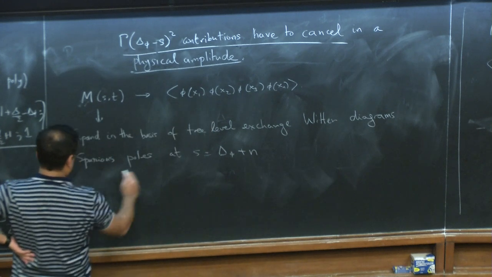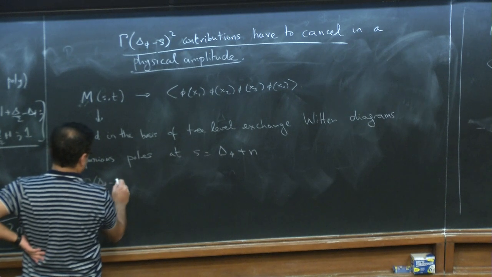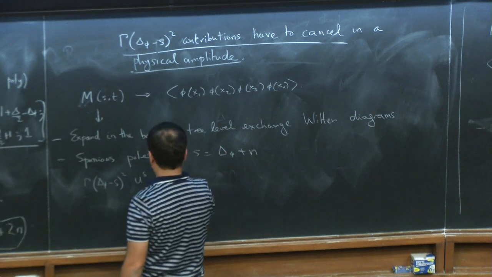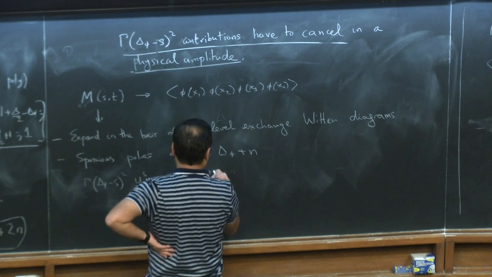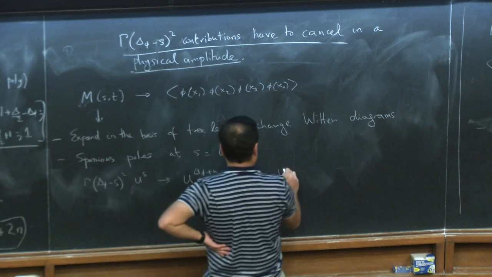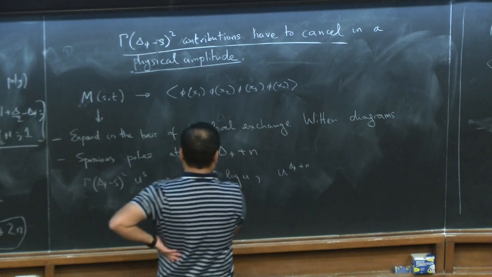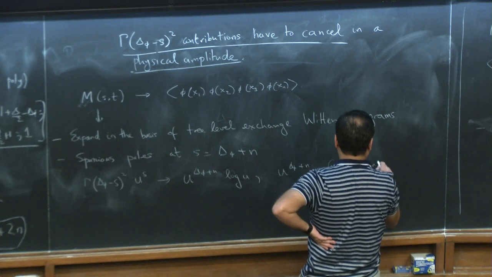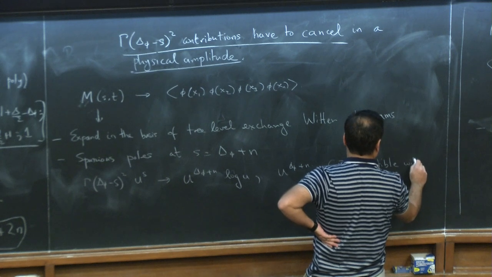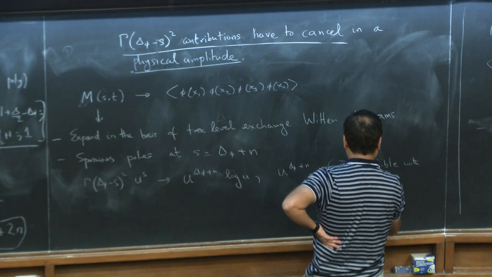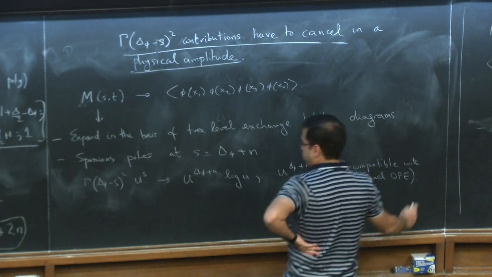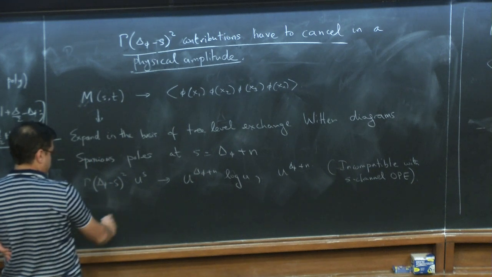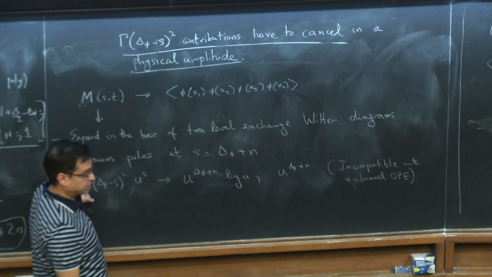And these are double poles. Each spurious pole, because it's a double pole, gamma of delta phi minus s squared, times u to the power s, when you complete the s integral, you will get u to the power delta phi plus n log u and u to the power delta phi plus n. Both of these are incompatible with the S-channel OPE. So these have to cancel. And so you will get a whole set of consistency conditions that arise from these cancellations.